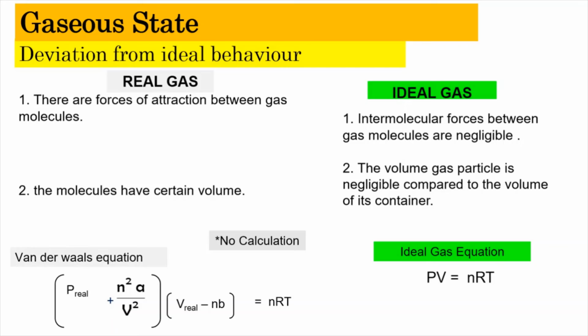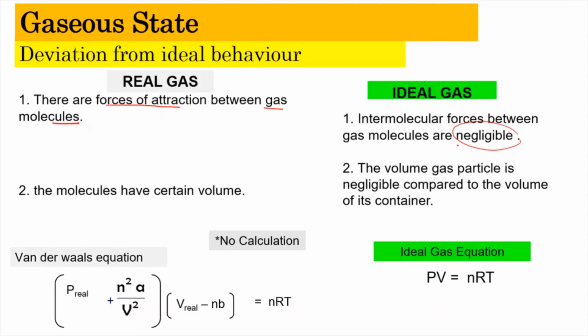Next, we're going to see the deviation from the ideal behavior. So before this, we have talked about the ideal gas behavior, the ideal gas equation as well as the gas laws. But in reality, the gases that we have are not ideal, which means that in real gases, there are forces of attraction between the gas molecules. Yang mana diorang ada daya tarikan, for example, London dispersion forces or dipole-dipole forces between them. In ideal gases, we just ignore the intermolecular forces.